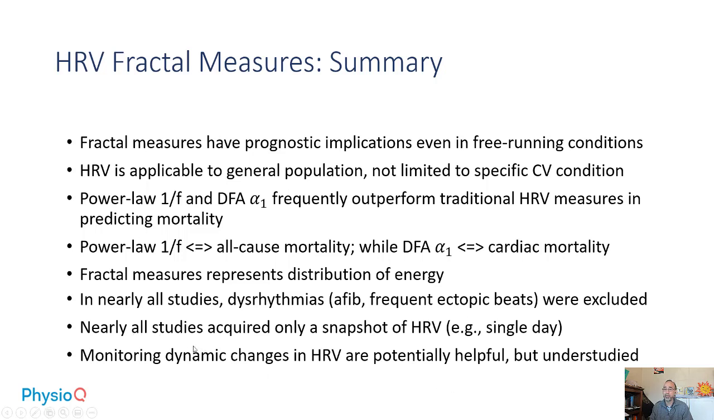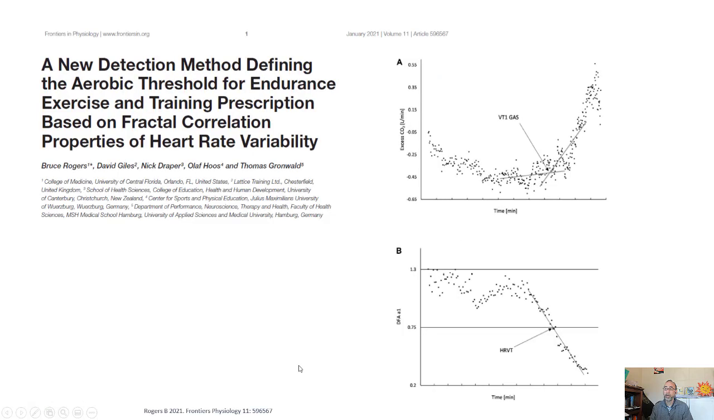And just like the epidemiological studies, nearly all the studies required only a snapshot of heart rate variability. These were obtained on a single day, which was then carried over to figure out the mortality, which lasted for years. And monitoring dynamic changes in heart rate variability are potentially helpful but understudied.